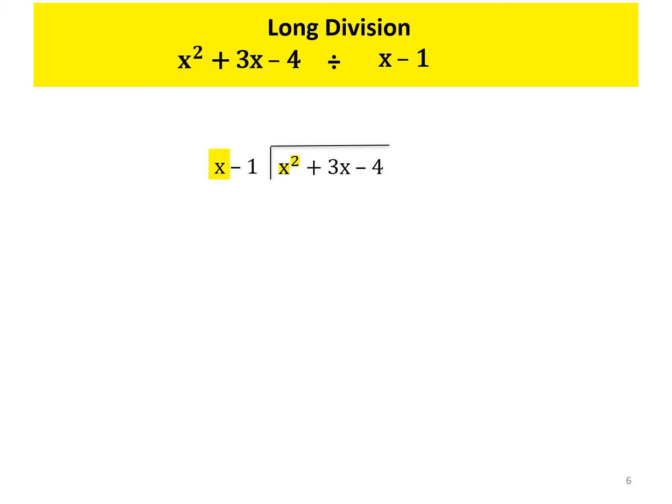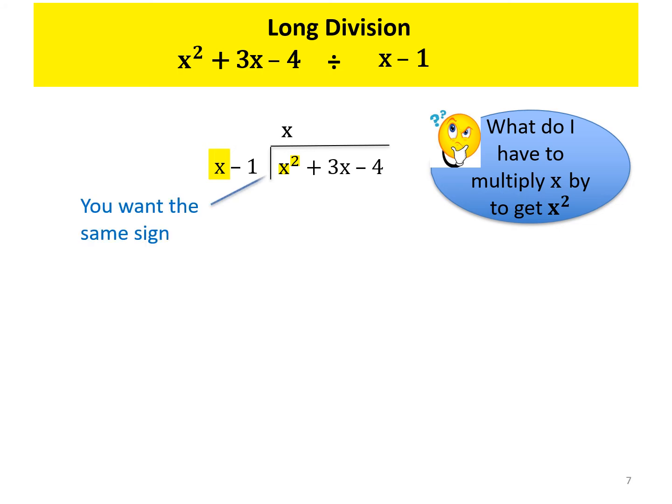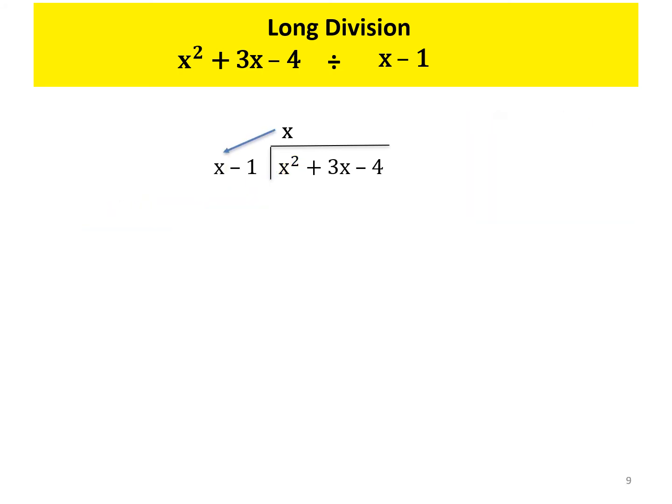The first step we had written down was we're going to look at the first term. X is dividing into x squared. So your question is, what do I have to multiply that x by to get x squared? Now, in place of the question mark, you're going to put x, because x times x is x squared. And you want the same sign. Why do we want the same sign? Because later on we're going to subtract and the sign will change. So we do want the same sign. So now we have x times x, and that's going to give us the x squared.